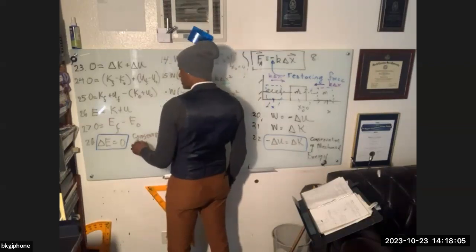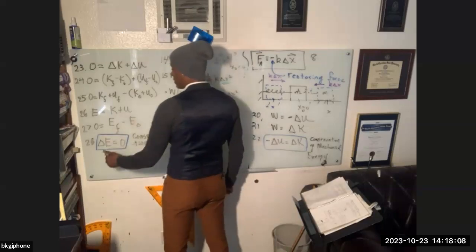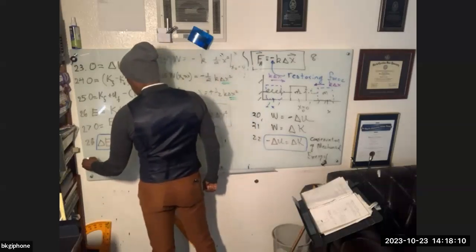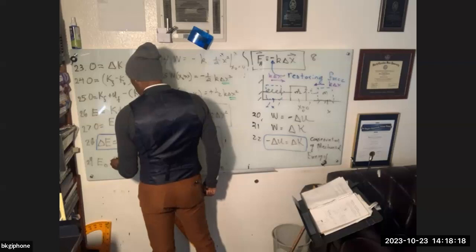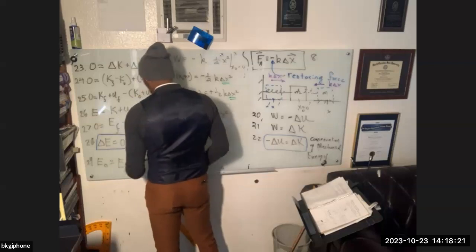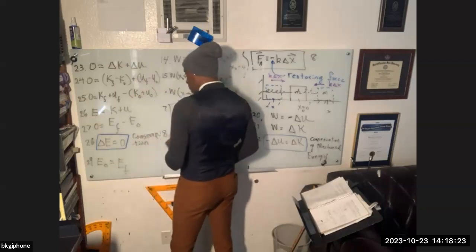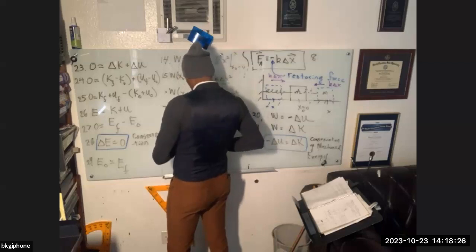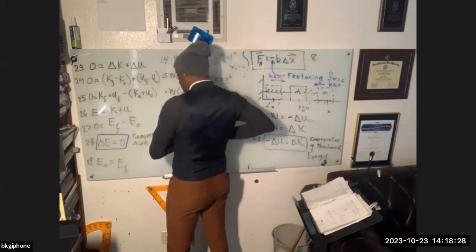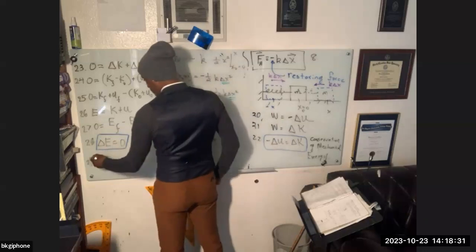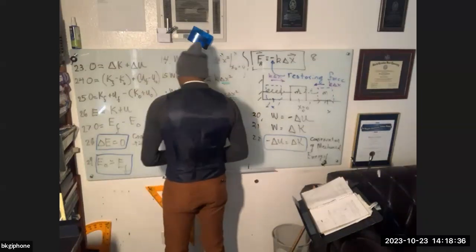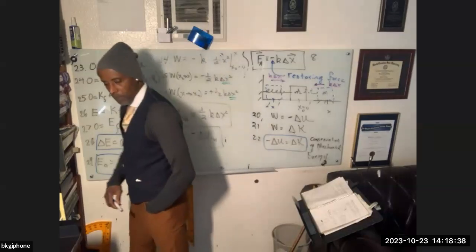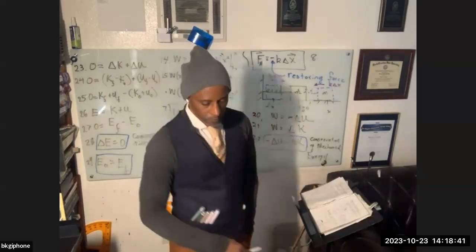But the form I like the best is just to take these two things and put them on different sides: E initial equals E final. All three of these equations, 22, 28, and 29, are those forms of conservation of mechanical energy. All right, and that's it.